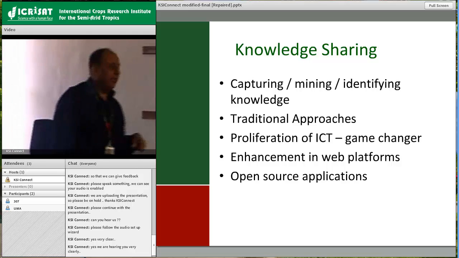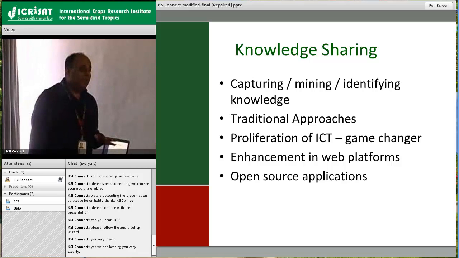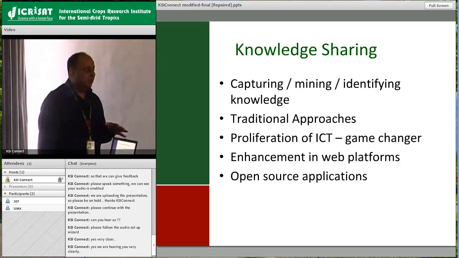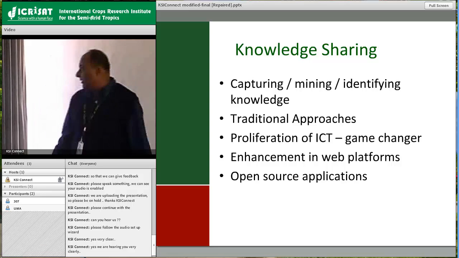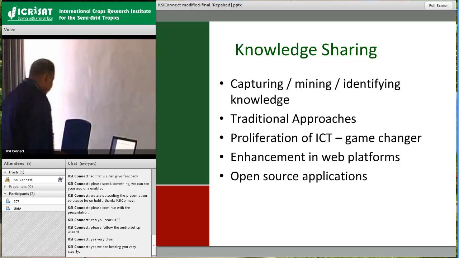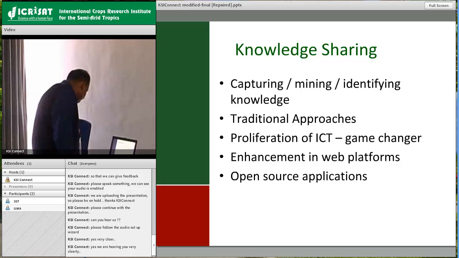When we talk about ICRISAT, we are leveraging heavily on open source technology. It's easily available, you can adopt it very easily, and it's not very heavy; it doesn't require too many resources from the technology side. So all that is there. This was a brief about knowledge sharing.